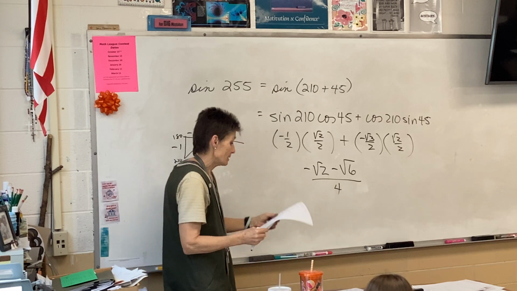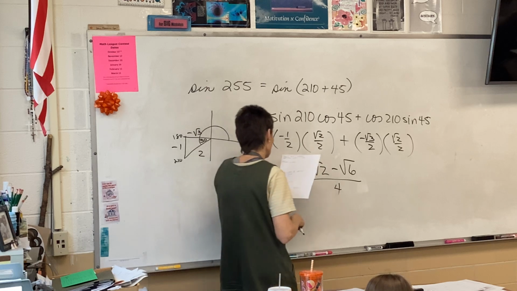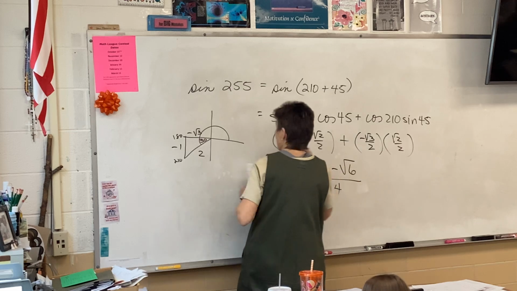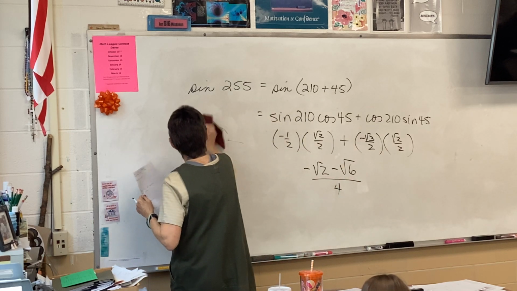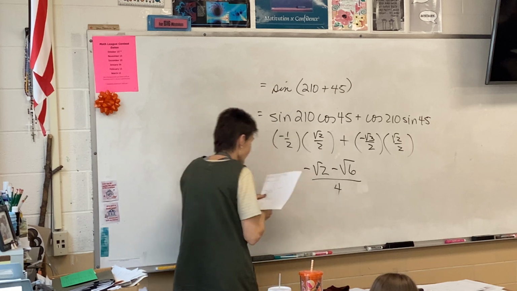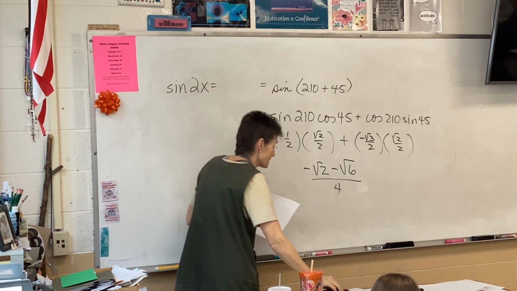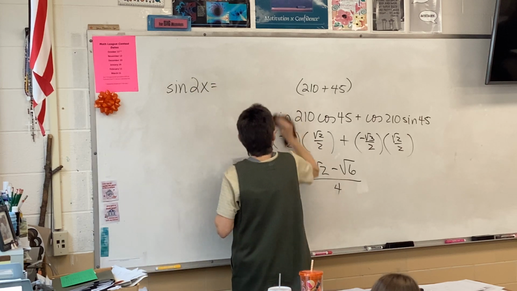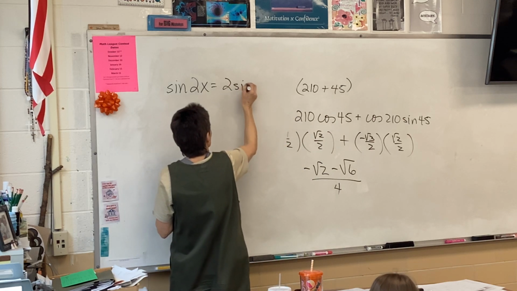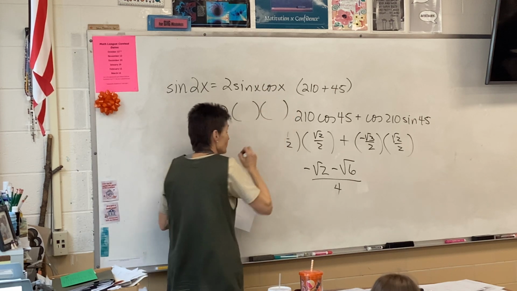All right, number 2. These are all test questions. Number 2, find the sine of 2x. Well, let's just stop right there. Sine 2x, I got a formula for that. What's the formula for the sine of 2x? 2 sine x, cosine x. So I'm going to have 2 times the sine and cosine.